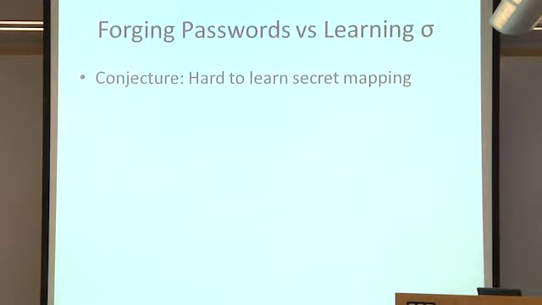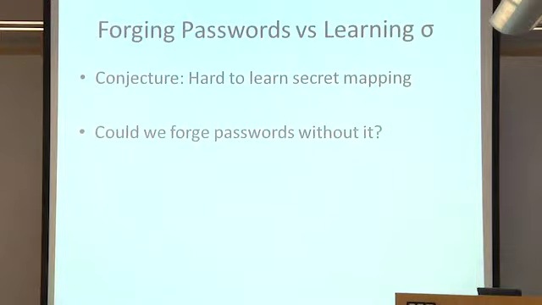Okay, so we're conjecturing that it's hard to learn the secret mapping. One natural question is, could we forge passwords without actually learning the secret mapping? So in the theory of machine learning, it's often possible to learn a function if we aren't strict and we don't require proper learning. So it's natural to ask, well, could an adversary forge passwords without actually learning the user's secret mapping?